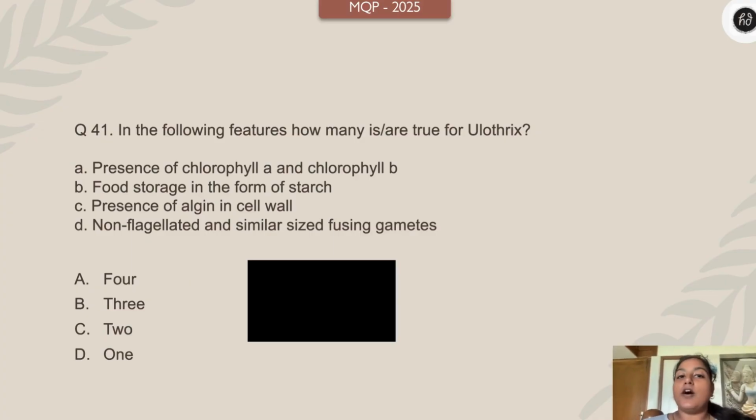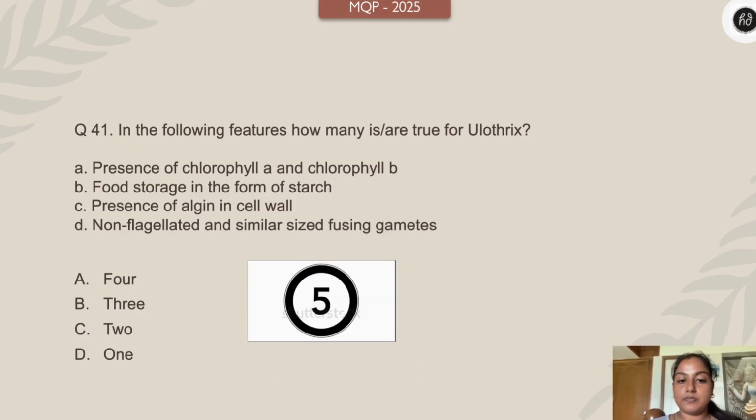In the following features, how many are true for Ulothrix? Presence of chlorophyll A and chlorophyll B, food storage in the form of starch, presence of algin in cell wall, non-flagellated and similar size fused gametes. Option A 4, B 3, C 2 and D 1. Which of the following features do you think is true regarding Ulothrix? Your time starts 3, 2, 1 right now. Come on kiddos, you can do it.